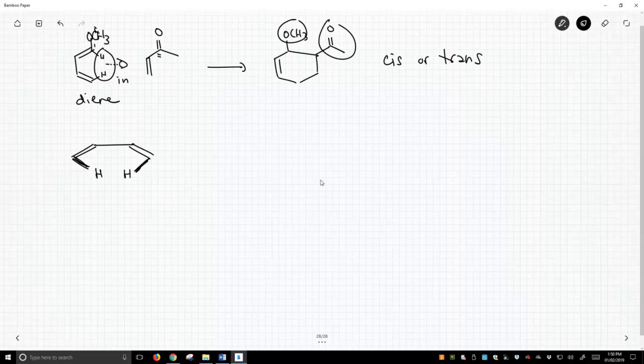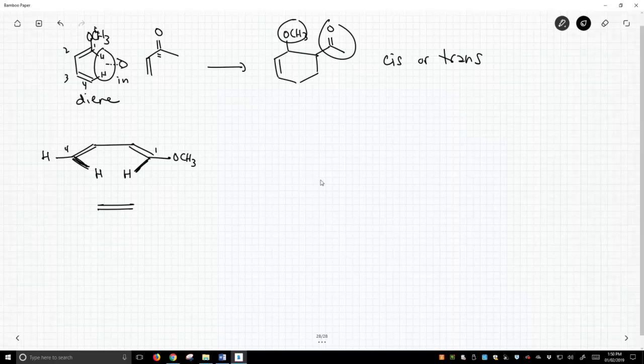Of course, on carbon 1 and 4, we also have additional groups. We have a methoxy group on carbon 1. It's kind of sticking away from us. And on carbon 4, we have a hydrogen that's kind of sticking out to the left. Now, that's the diene. Let's draw the dienophile.